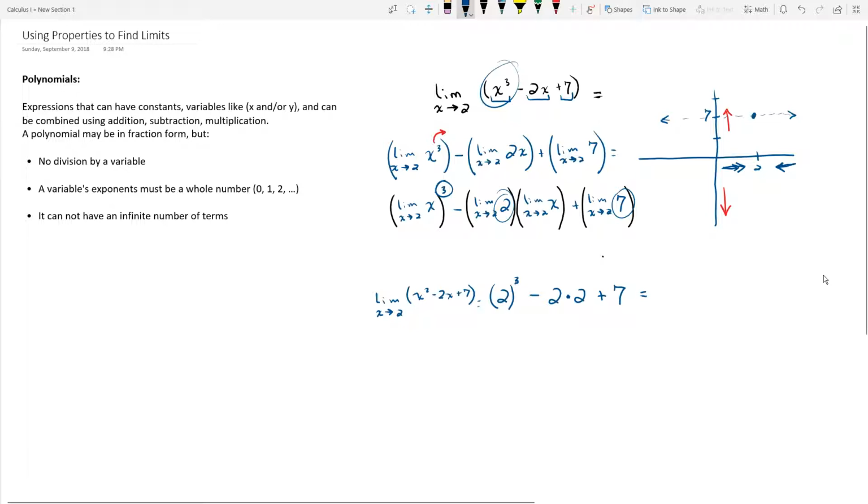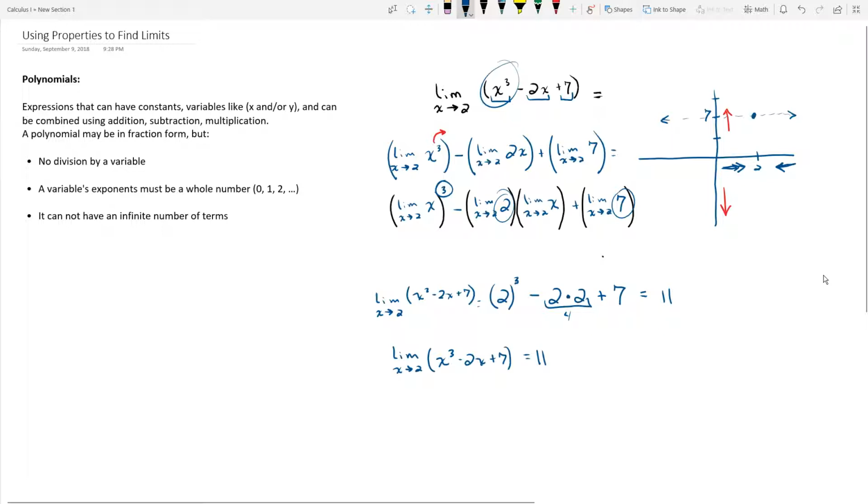And 2 to the third is 8. So it's going to be 8 minus 4. So we have 4 plus 7 is going to give us 11. So as x approaches 2 for the function x cubed minus 2x plus 7, our value is going to be 11.